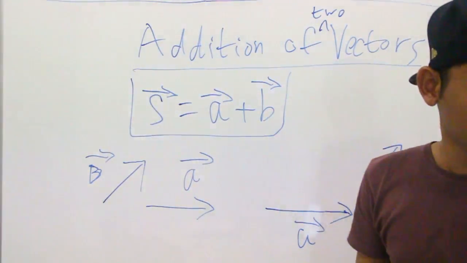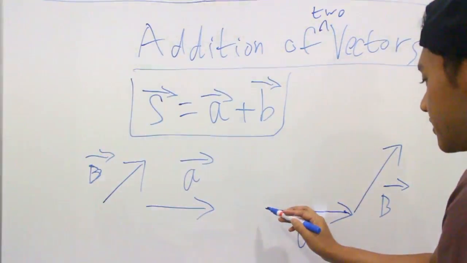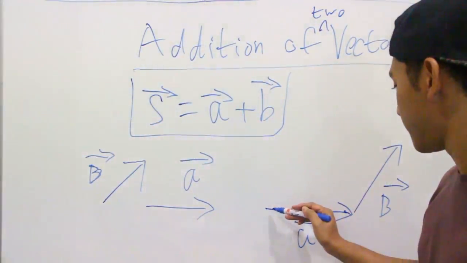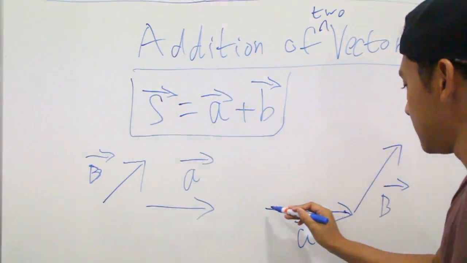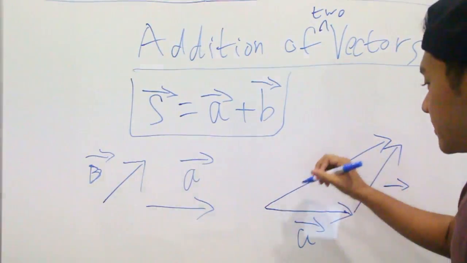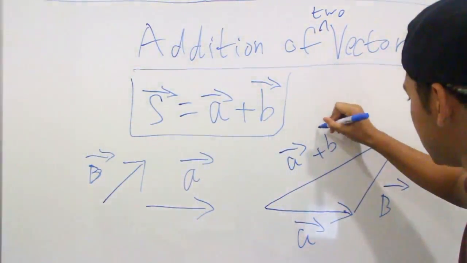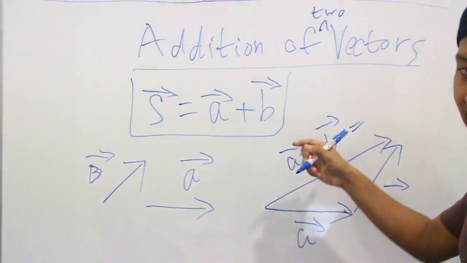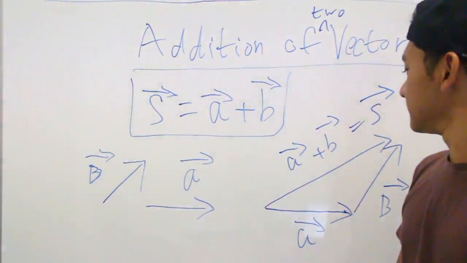Now the resultant of the vector: you draw another line from the tail of the first vector to the head of the second vector. This is the resultant, or the sum of vector A plus B, also known as, in this case, the vector S.